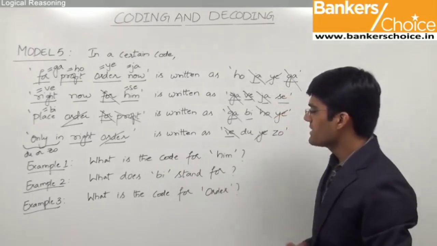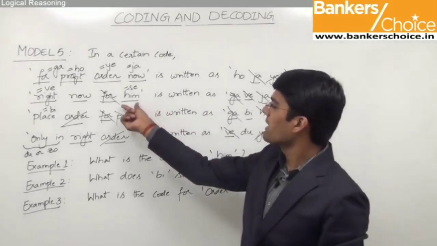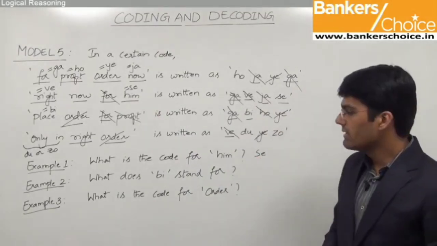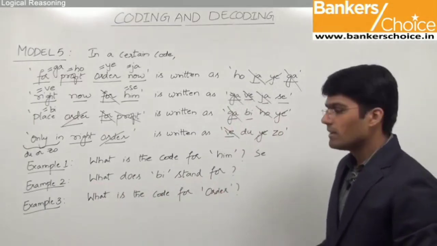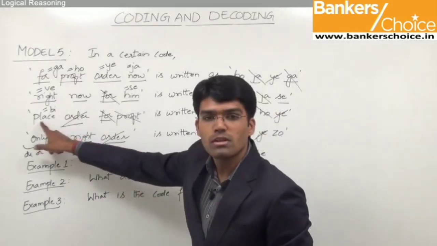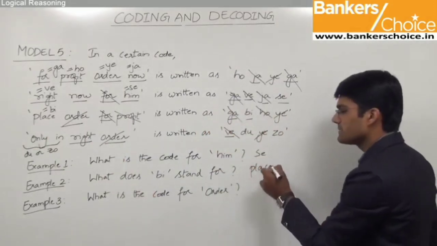The first example is, what is the code for him? Now we know that the code for him is SEC. So that gives you the answer for the first question. The second question is, what does BI stand for? Now as you can see, the word BI is nothing but the code for the word place. So we can say that BI stands for place.